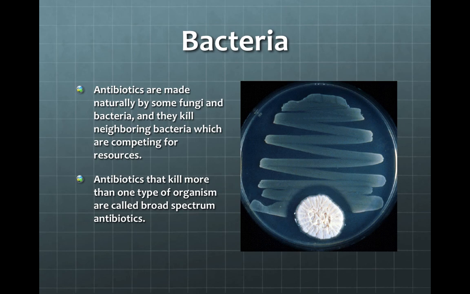All right, so antibiotics are made naturally by some fungi and bacteria, and they kill neighboring bacteria which are competing for resources. Antibiotics that kill more than one type of organism are called broad spectrum antibiotics. Right here, this is a bacteria, and this is the antibiotic, and you can see that it's basically killing around it. This is what you do in microbiology with Miss Schneider. It's so cool. A broad spectrum antibiotic can be like a Z-Pak or something like that, and it can be used on many different organisms. Doesn't mean it works on every infection, but it works on a broader spectrum of them.